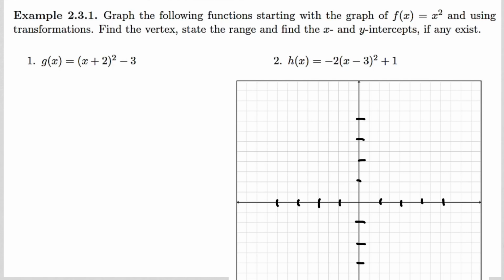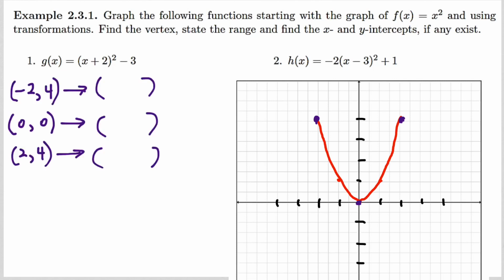So first I'm going to put on my graph, the graph of the parent function. And then I'm going to choose 3 points on my parent function that I'm going to transform. So I'm going to take the vertex, and I'm going to take the point 2, 4, and the point -2, 4. And I'm going to transform those 3 points and redraw my function. All right, so I wrote those points down.